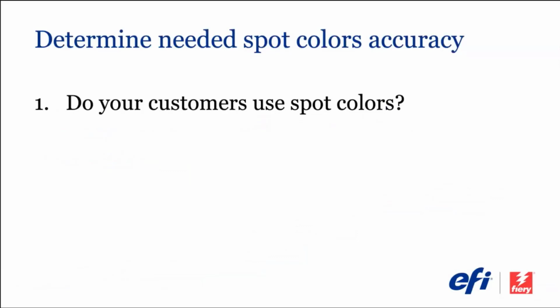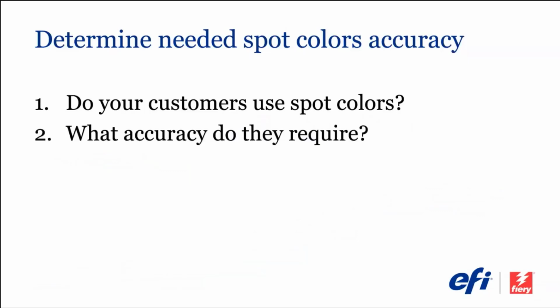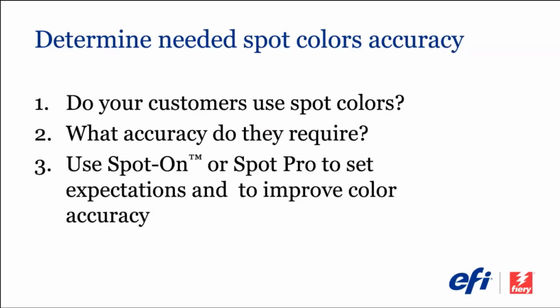A lot of times you might open a document in something like Acrobat and find that the document has just RGB values or CMYK values, not spot colors like Pantone 214, unnamed spot color. What kind of accuracy does your customer require? You can use Spot On or Spot Pro, which we'll look at next month, to set the expectations. This can be very, very important. Improve the color accuracy, but set expectations.